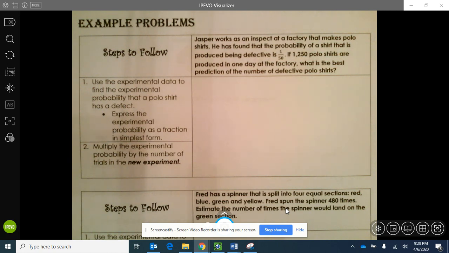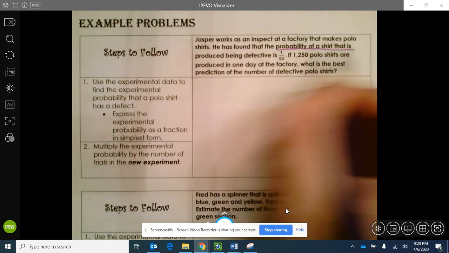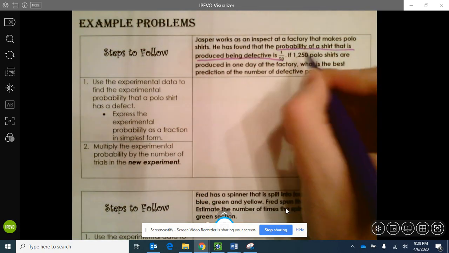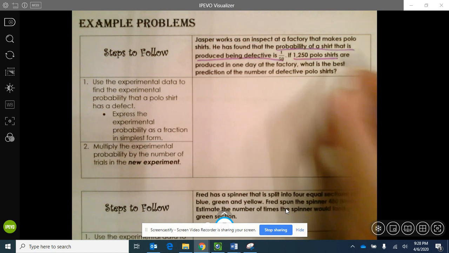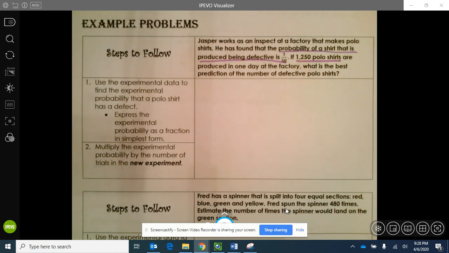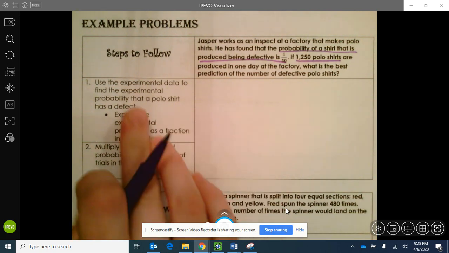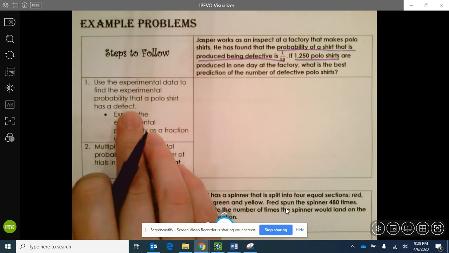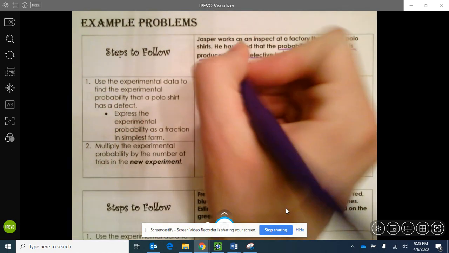Jasper works as an inspector at a factory that makes polo shirts. He has found that the probability of a shirt being defective is 1/50. If 1,250 polo shirts are produced in one day, they want us to predict the number of defective polo shirts. So if you take a look at your steps over here, the first thing we want to do is use the experimental data to find the probability that a shirt is defective.